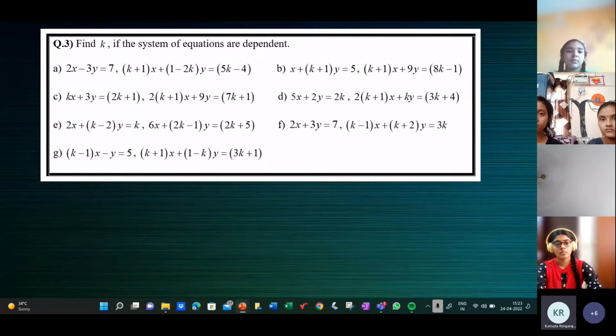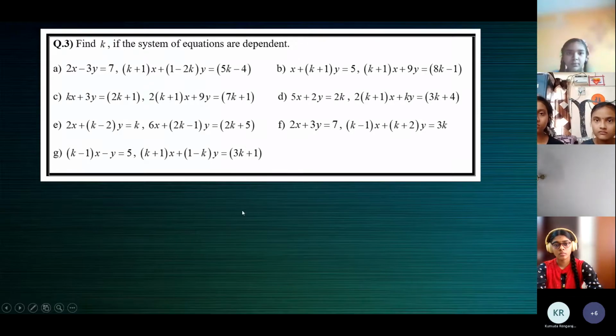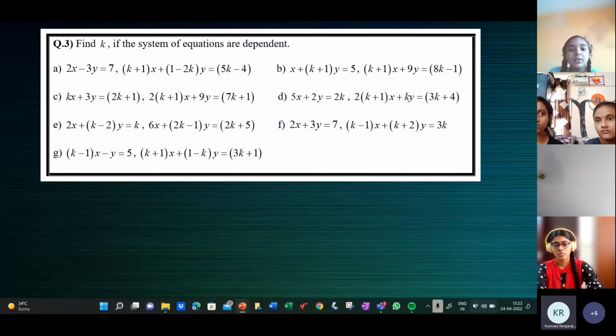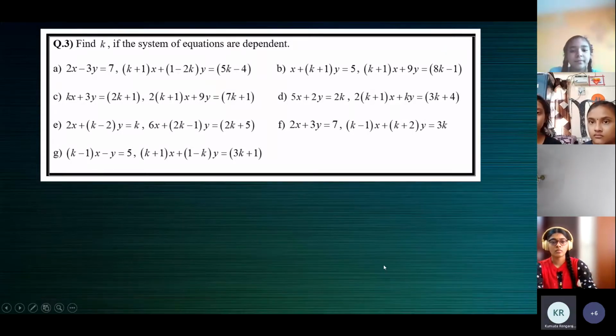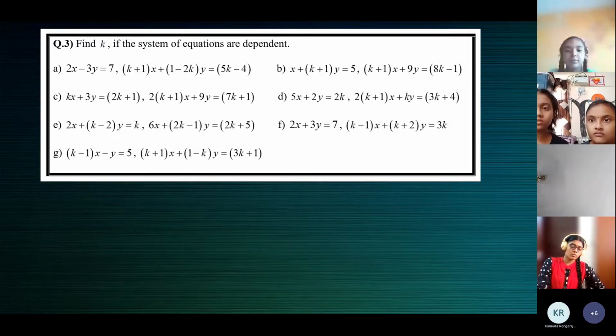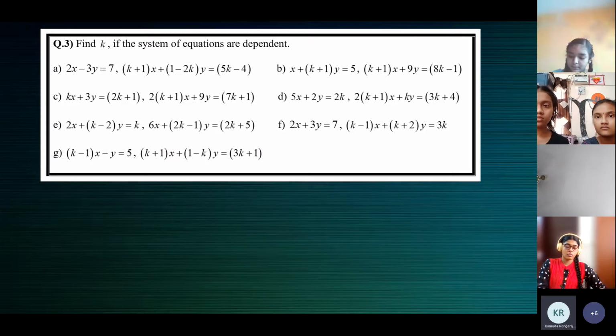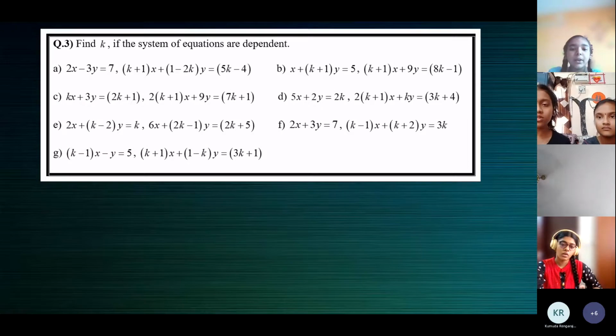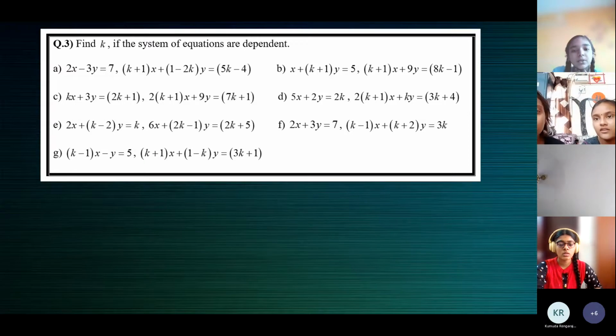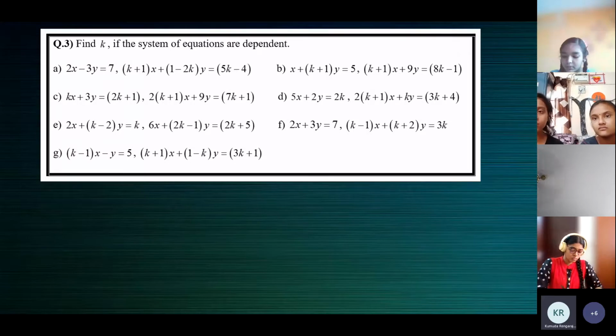Now see here, find k if the system of equations are dependent. Dependent means what? Ma'am, same solutions. Infinitely many solutions. Dependent meaning infinitely many solutions. So what is the condition for a system of equations to have infinitely many solutions? A1 by A2 equal to B1 by B2 equal to C1 by C2. All the three ratios must be the same.